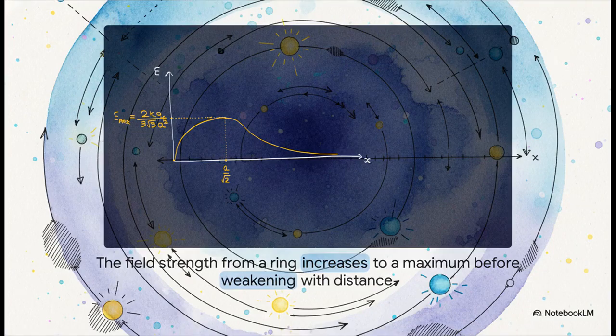And this graph tells that whole story visually. You start at the center where the field is 0. But as you move away, the field actually gets stronger for a little bit. It hits this maximum peak strength, and then it starts to get weaker and weaker, eventually fading away to nothing as you get really far away. It's a little weird, right? But it's a perfect picture of how all those forces add up in space.